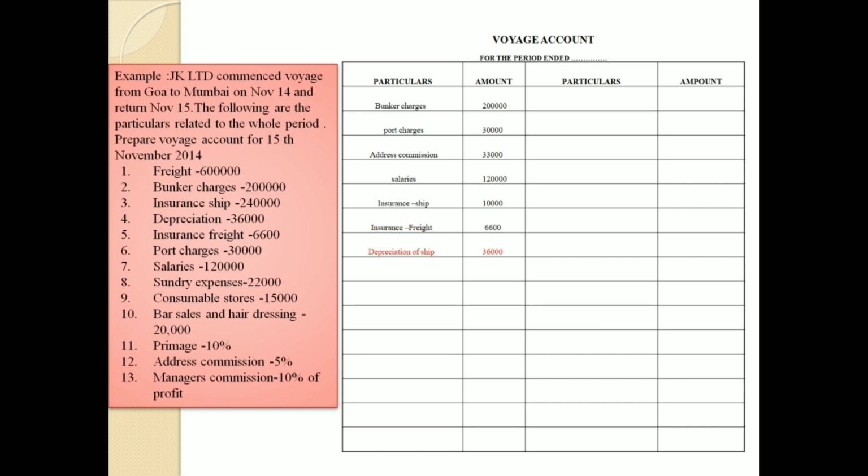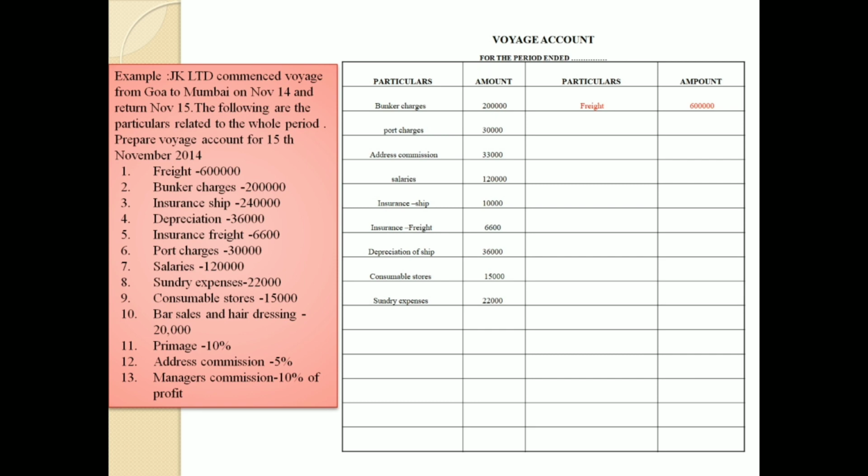Then another expense is the depreciation of shipper, that is 36,000. And consumable stores, it is directly given, that is also 15,000. That is given in the question directly. And sundry expenses are also a part of expenses, that is 22,000.